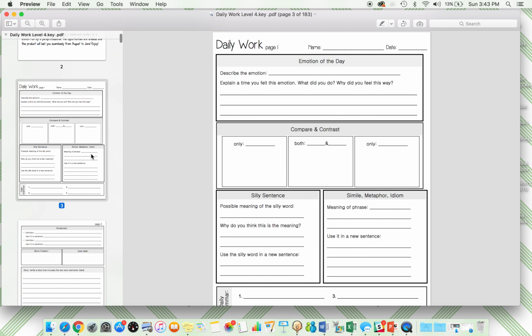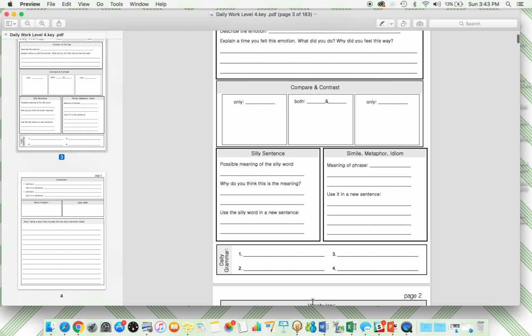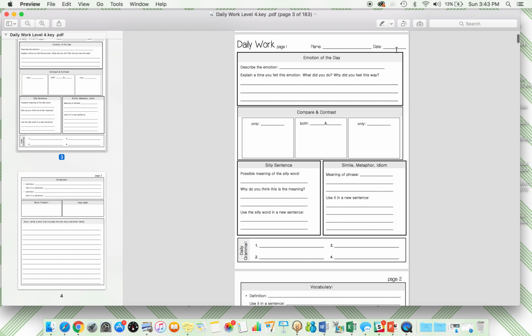So this is the student response page. It's double-sided, and this is where they're going to fill in all of the answers based on the work page. So there's a bunch of different sections that correspond with sections on the work page. So first section is emotion of the day. There's an emotion listed of the day. They have to describe the emotion and then explain the time they felt this emotion, what you did, why did you say that. Then comparing and contrast, there'll be two different items that the student has to compare and contrast every day and talk about things that are specific to each item and then what they have in common.